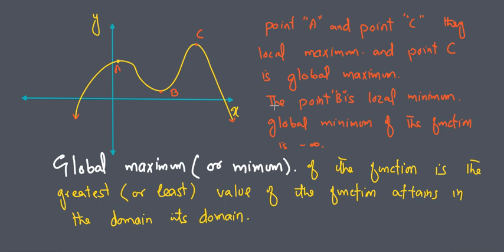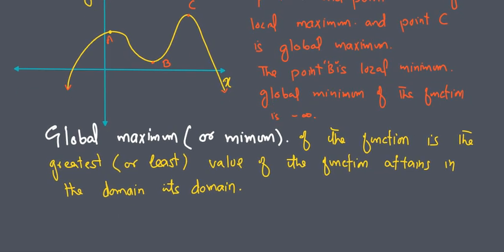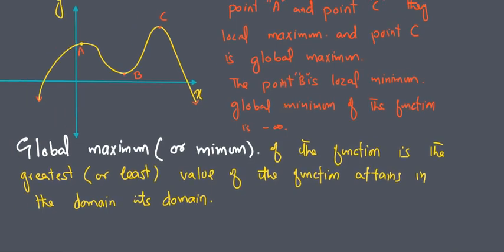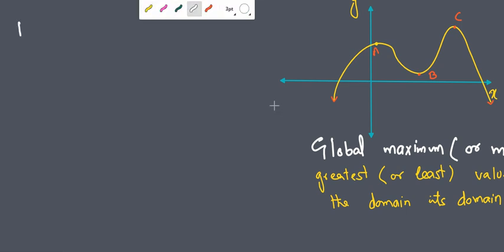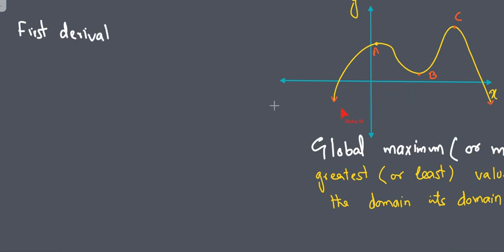Then for finding the local maximum and the local minimum, we worked on a test which was particularly based on what we can call our first derivative test. Based on the first derivative, we can find the local maximum and local minimum, and also we can find the intervals in which the function is increasing or decreasing.